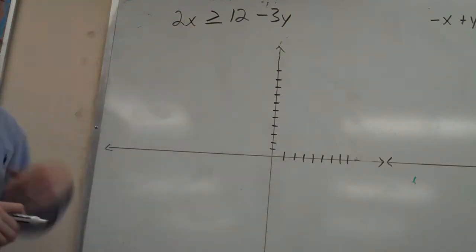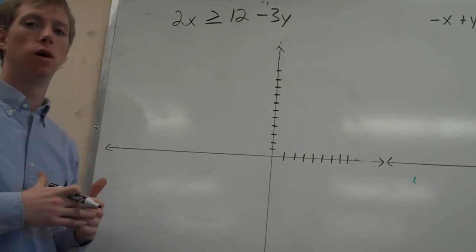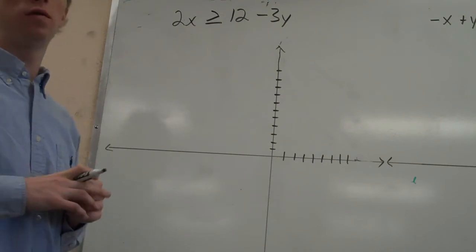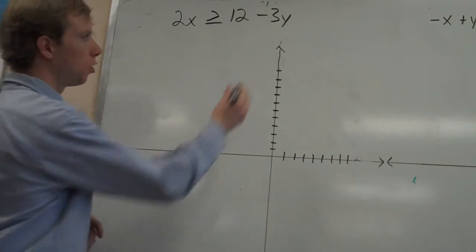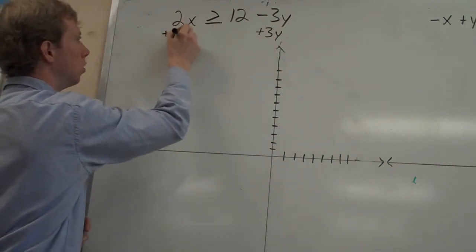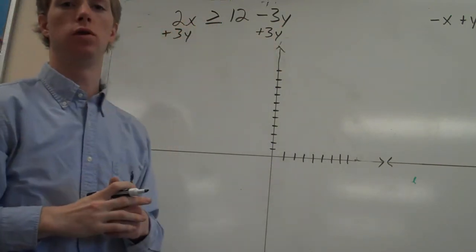Just like graphing lines, we want to make sure everything is in a form that we're familiar with. This isn't quite a form that we're familiar with, so I'm going to make it one. The easiest way that I can see to do this is to move it into standard form. I'm going to do that by adding 3y to both sides.